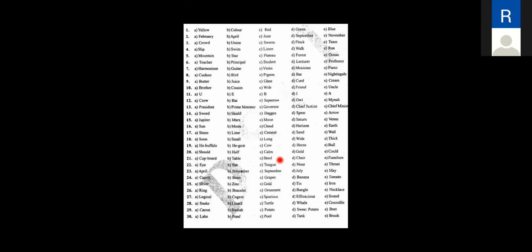Next, you can consider question number 5, which contains mountain, star, plateau, forest, and ocean. So among these 5 different words, 4 are related to a word or a task, and the one is different from the first 4, or that 4.